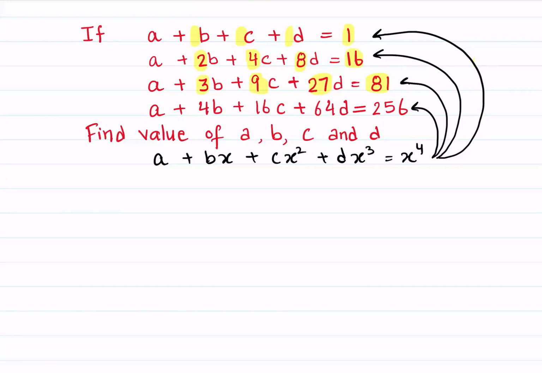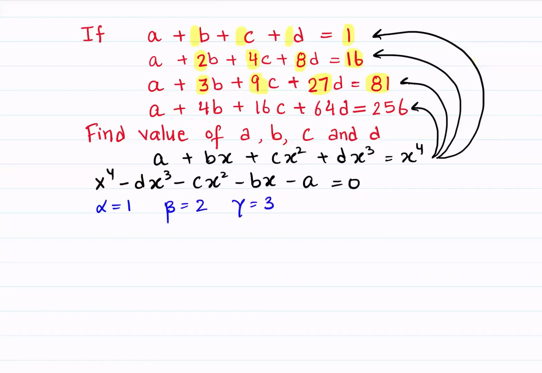So first we'll write this equation again as x raised to power 4 minus dx cube minus cx square minus bx minus a equals 0. Now if we assume the roots of this equation are alpha, beta, gamma and delta, then we can say that alpha is 1, beta is 2, gamma is 3 and delta is 4.